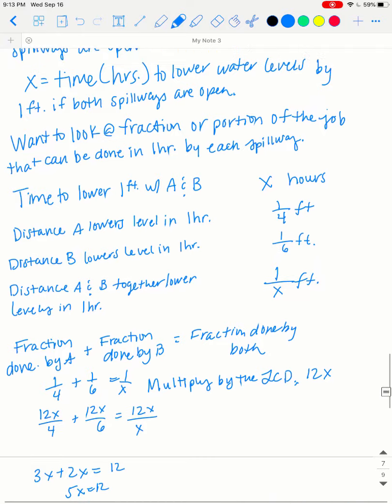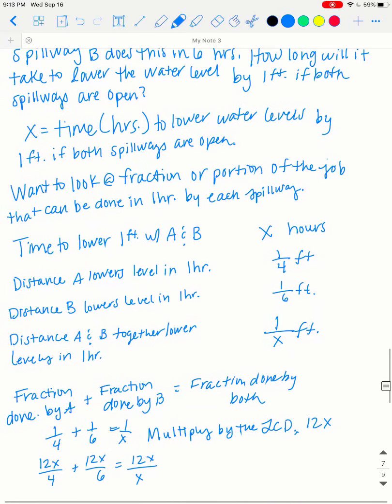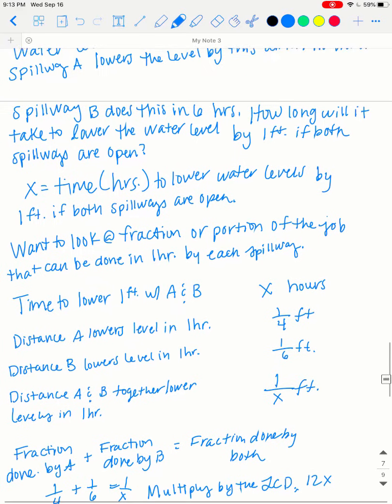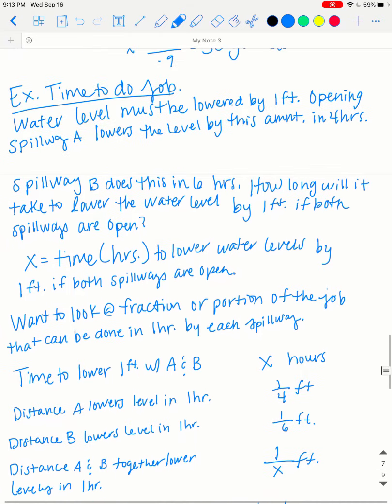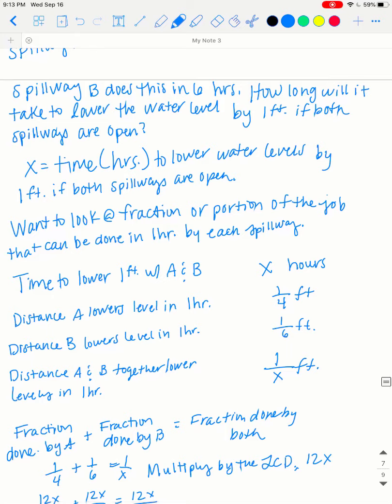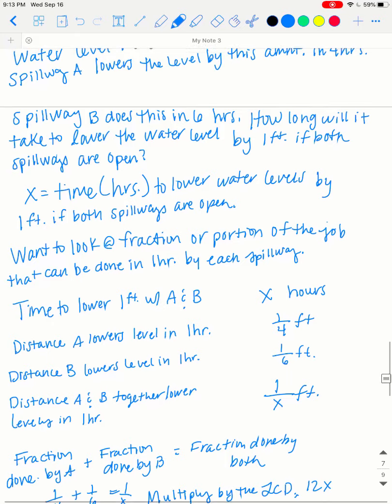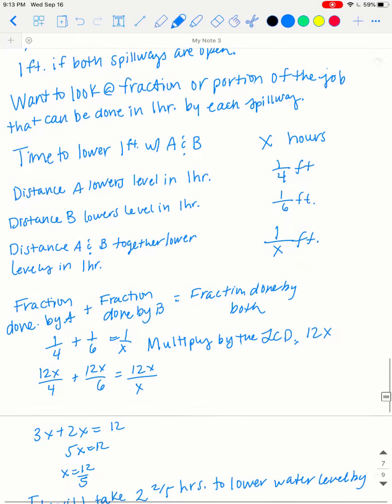Just a comment that I want to make again about the fractions. The 1/4 is because it takes 4 hours, and then the 1/6 is because it takes 6 hours to lower it 1 foot.